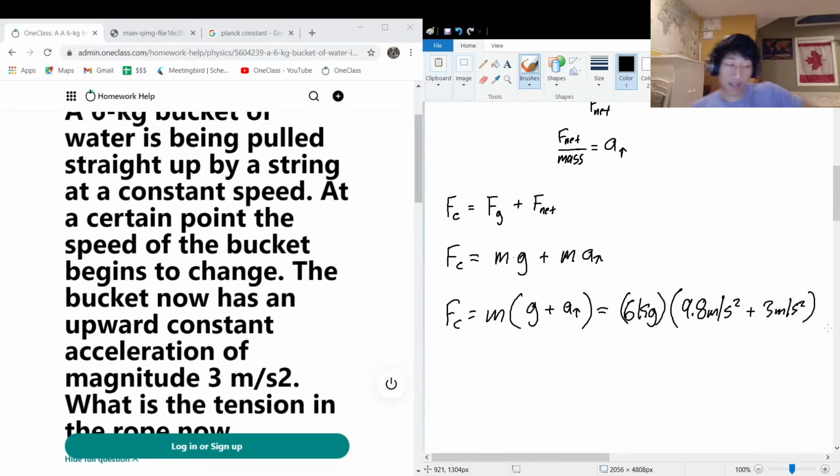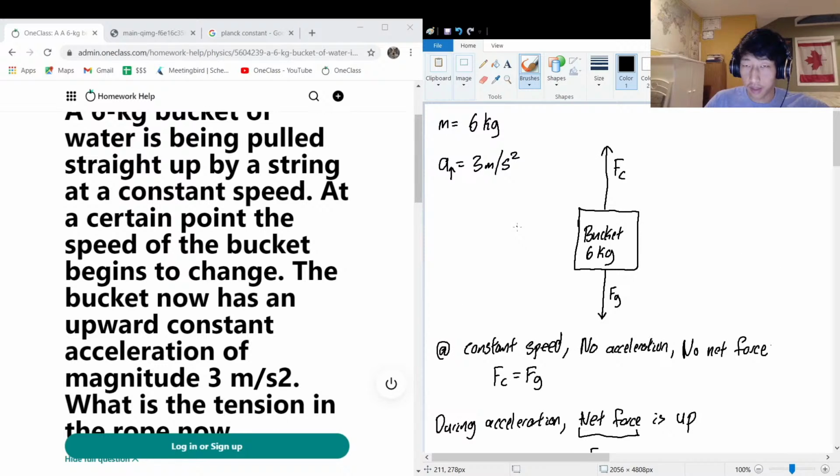So let's ask our good friend the calculator, what is the numerical answer to that? So 6 multiplied by, in brackets, don't forget the brackets, bed mass, real fast, 9.8 plus 3, in brackets, multiplied by 6, and we get Fc, the force, the amount of tension inside the cable, is 76.8 newtons.